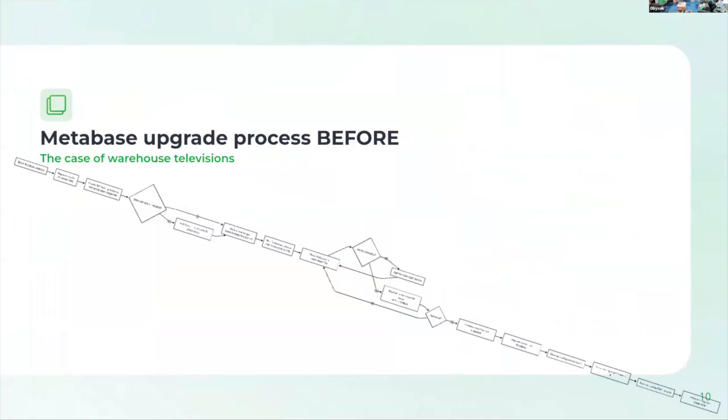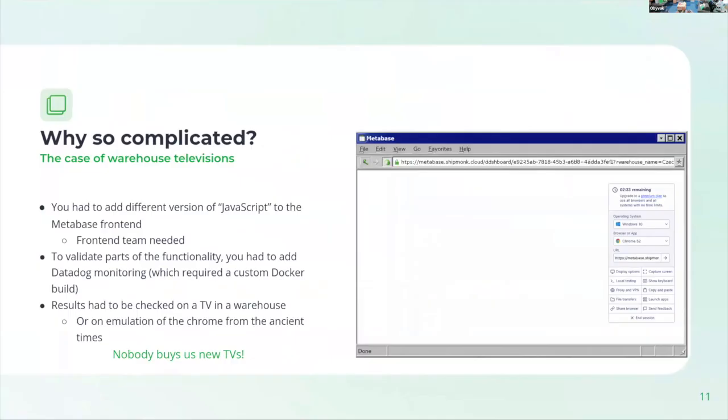It wouldn't fit. The point is, it's complicated. So yeah, we did that. Every upgrade was like two weeks of work for two teams: front end trying to downgrade JavaScript for Metabase, and Metabase trying to do its best not to make it work, because why would you do it in the first place? Then you have to validate it in the warehouses.